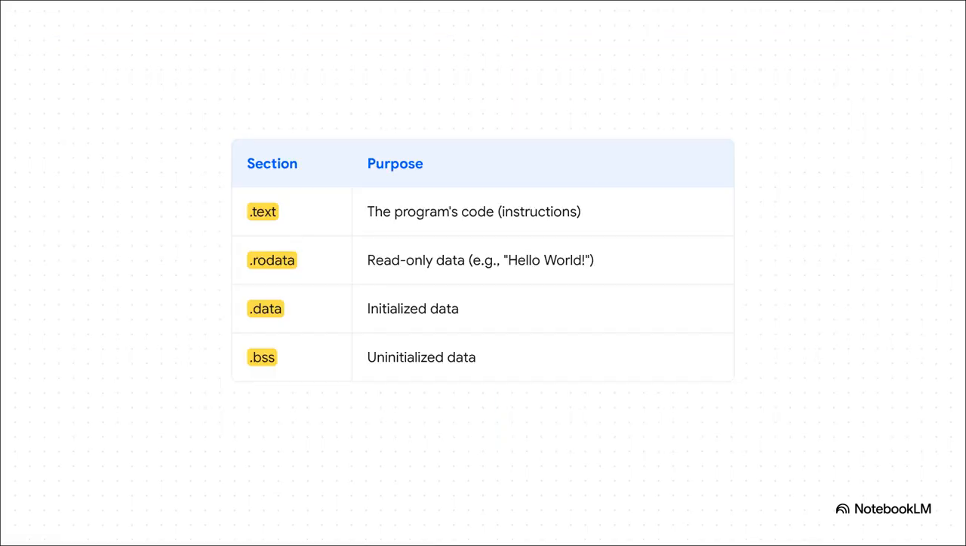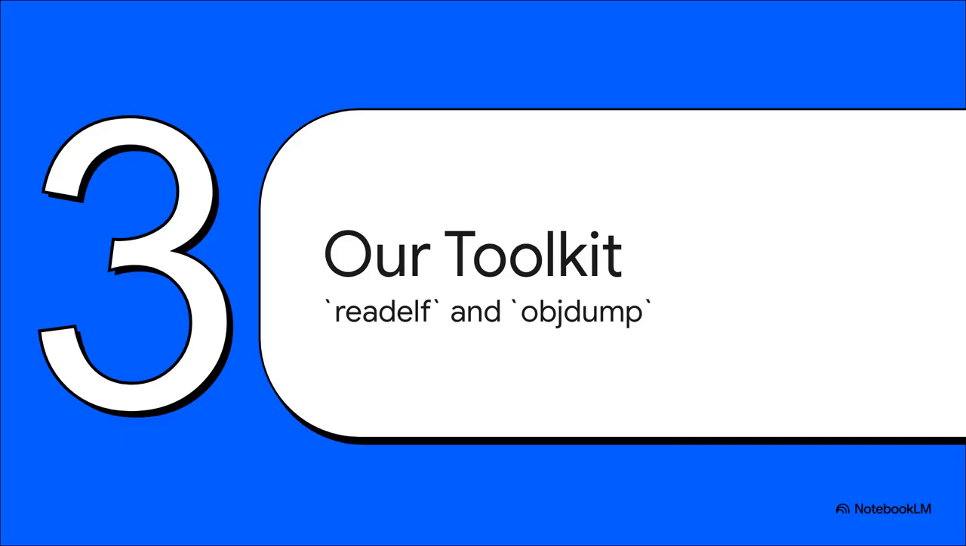And here are some of the most important sections. The .text section? That's the actual code, the program's logic. Our hello world string lives in .rodata, that's for read-only data. Then you have .data and .bss for other variables. It's a really organized system, and this separation of code from data, well, that's a fundamental concept in modern computer security.